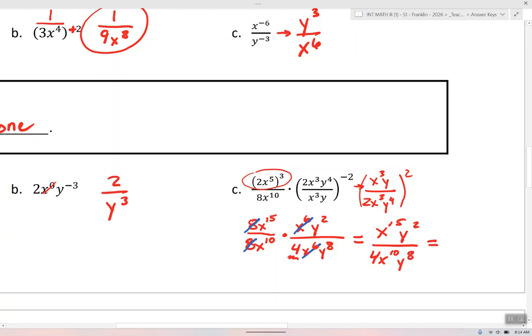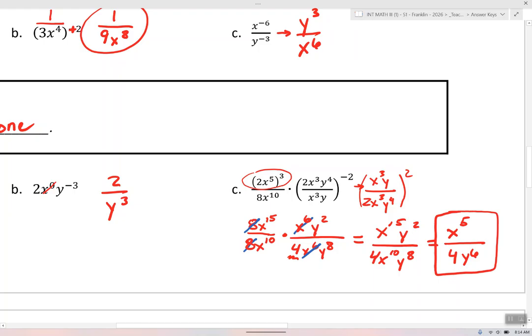And now we can simplify that one more time by subtracting our powers. So 15 minus 10 is 5. We have x to the 5th. 8 minus 2 is 6, but it goes on the bottom for y. And it'll stay down there with that 4 as well. So x to the 5th over 4y to the 6th. That is the final simplified form of that big mess right there.